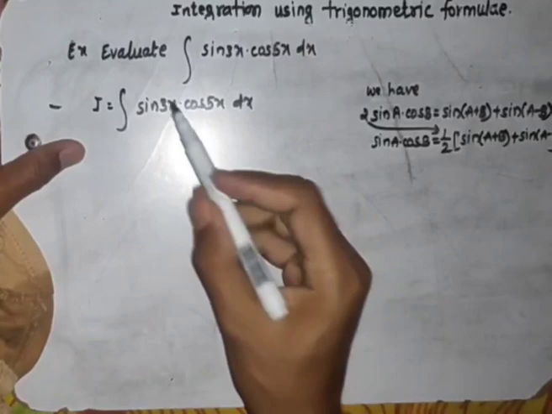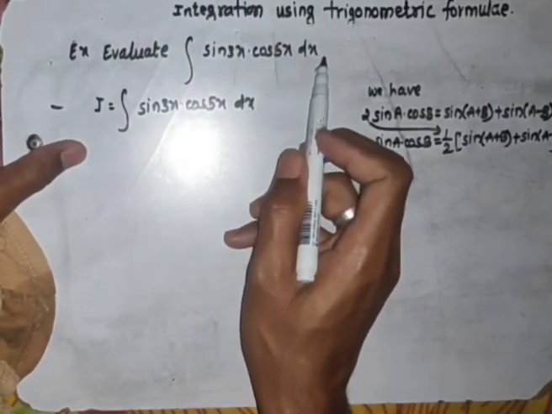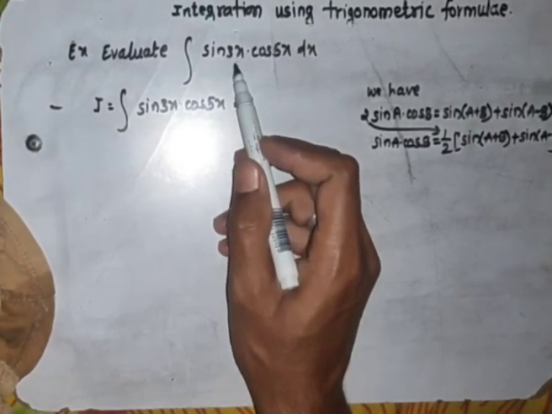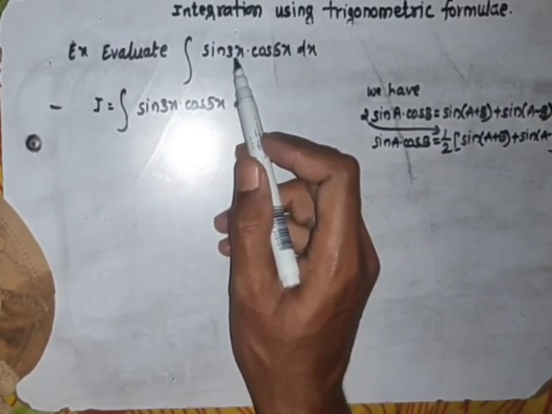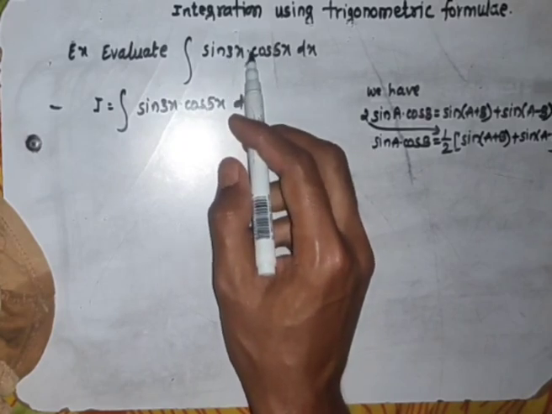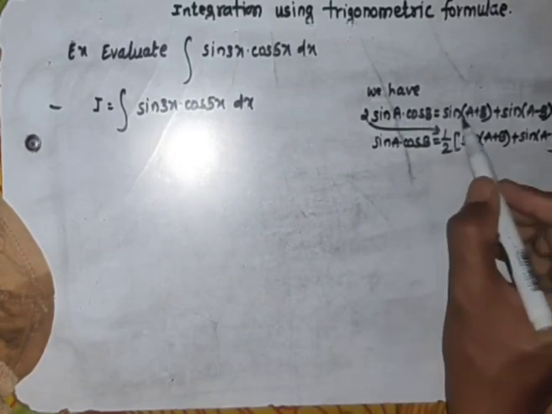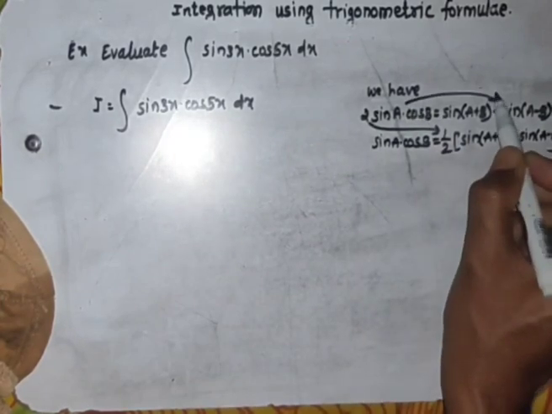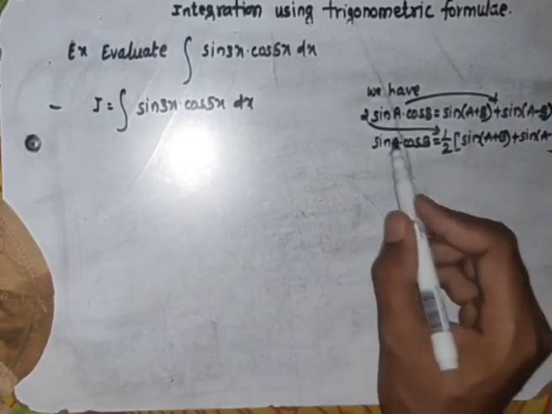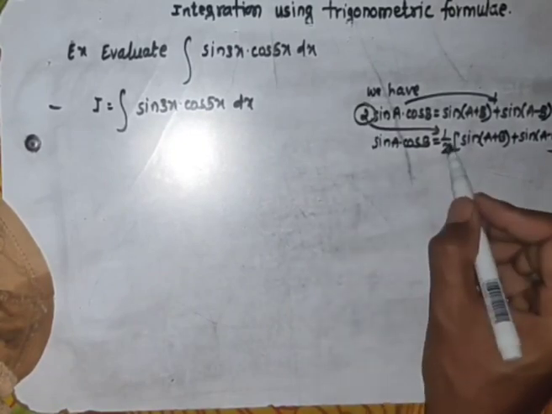Okay, next integral, evaluate the integration of sine 3x into cos 5x dx. We know we can't integrate the product of functions directly, so we have to convert this product into a sum or difference. We have this formula: 2 sine a into cos b converts the product into addition, sine (a plus b) plus sine (a minus b). Only we have to shift this 2 to the right hand side. As 2 multiplies here, it will divide here.